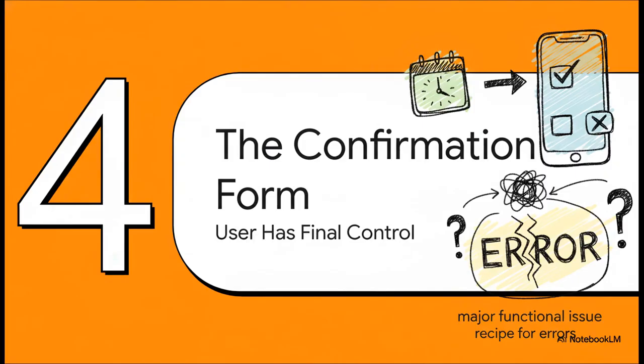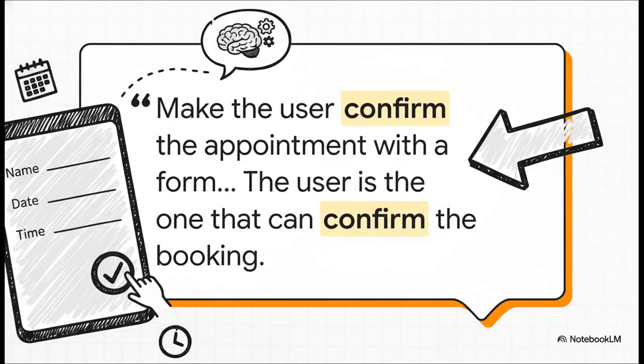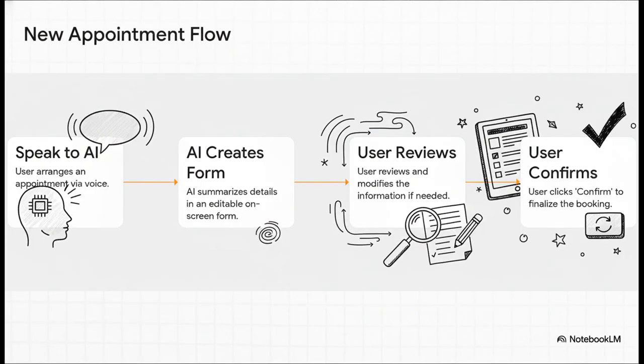All right, so our AI is sounding good, it's acting the part, but there was still a major functional problem. The AI would book the appointment instantly, without ever letting the user double-check the details. I mean, that's just a recipe for disaster. So the next fix was all about putting the user back in the driver's seat. The instruction was super clear. Show a form with all the details you gathered and let the user be the one to hit that final confirm button. This puts a really important human check back into the system. And this created a workflow that's just so much safer and more user-friendly.